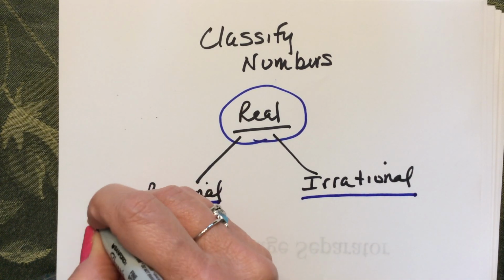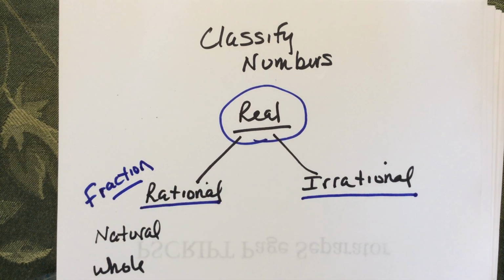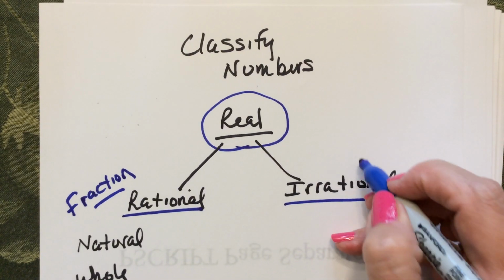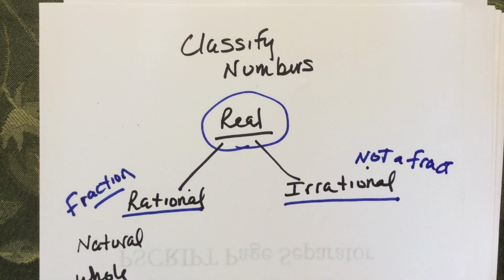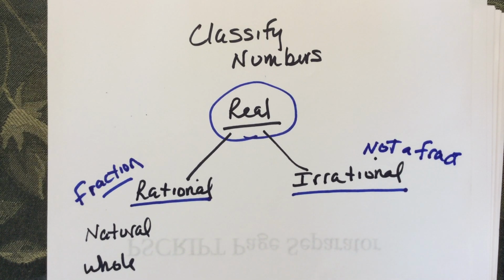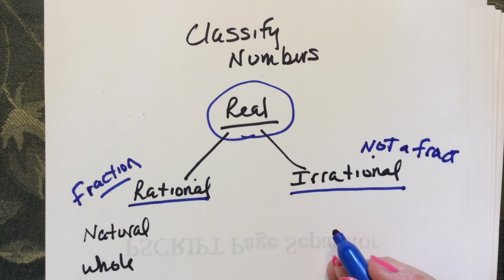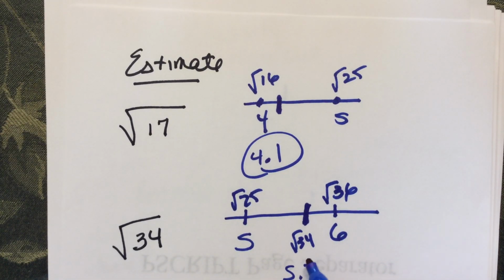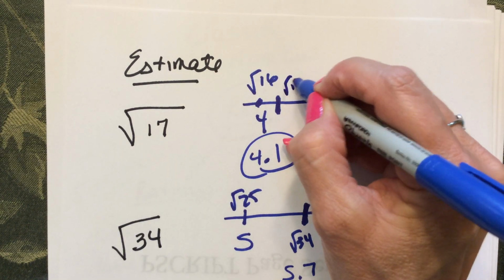So remember, rational is anything that can be written as a fraction, okay? And irrational is, I'm going to say, not a fraction. So that's kind of the easiest way to remember it, not a fraction and fraction. But let's look at irrational numbers here. If I look at what we just did with my number line here, I have these numbers in between, square root of 34, square root of 17, okay?